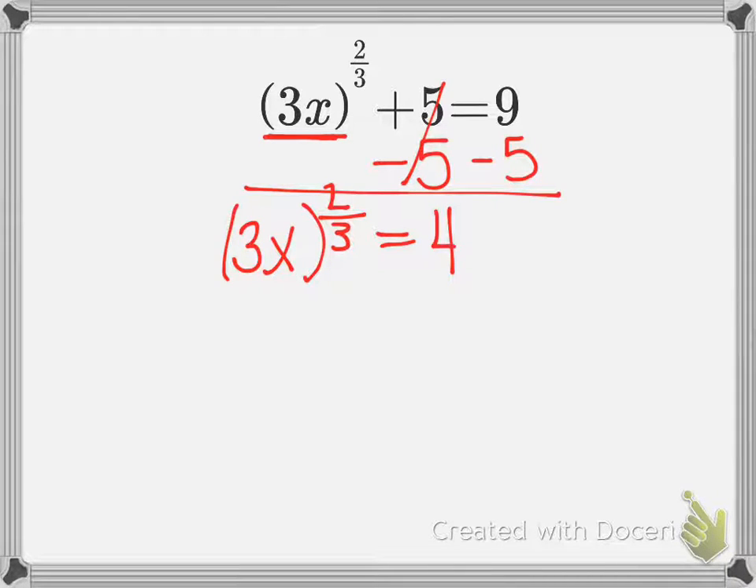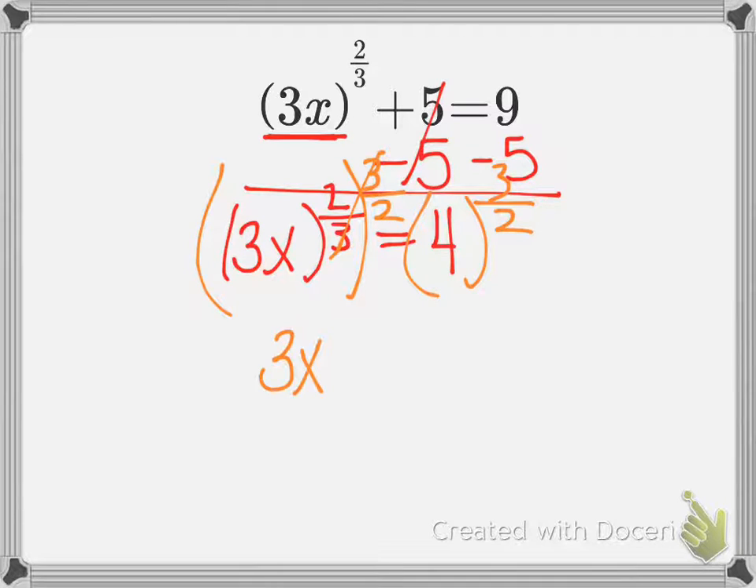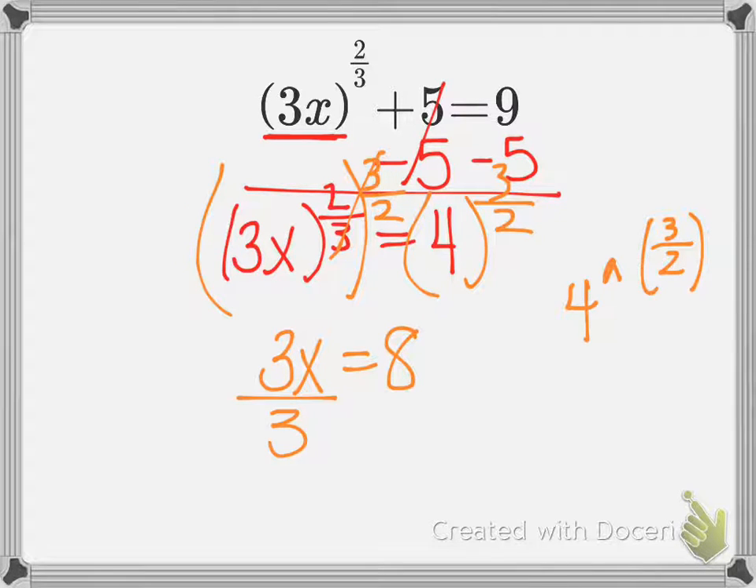So now I'm going to use the reciprocal power to knock out the original power, and of course if I do it to one side I have to do it to the other. These multiply back down to 1, and if we have something with a power of 1, we don't even really need the exponent or the parentheses anymore. So now I'm just left with 3x equals, this I would put in my calculator, so if you're typing this in you'd want to do 4 caret and then put 3 over 2 in parentheses, and this should give you 8. Okay, so now we divide both sides by 3.